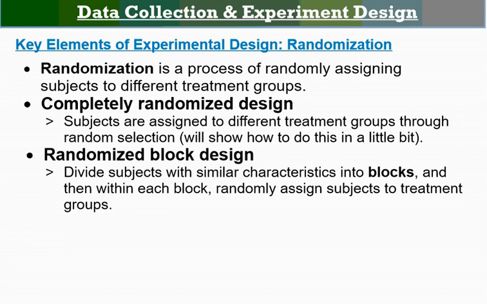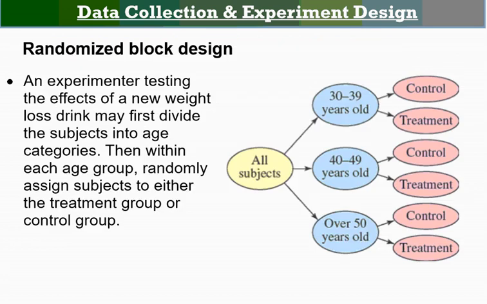A randomized block design is when you divide subjects with similar characteristics into blocks, and then within each block randomly assign subjects to treatment groups. So a completely randomized design would be when everyone is equally likely to receive some treatment, whereas in a randomized block design you might split people up first based on age or gender or another characteristic you want to get equal representation for, and then within each of the groups you randomly assign subjects to treatments.